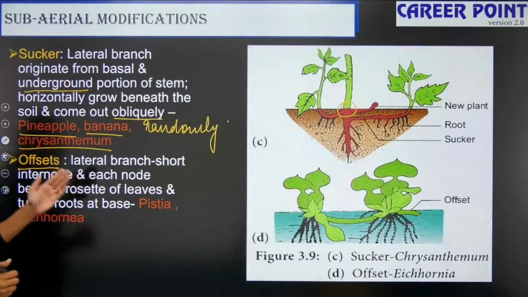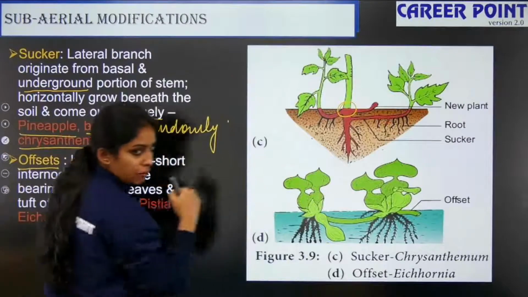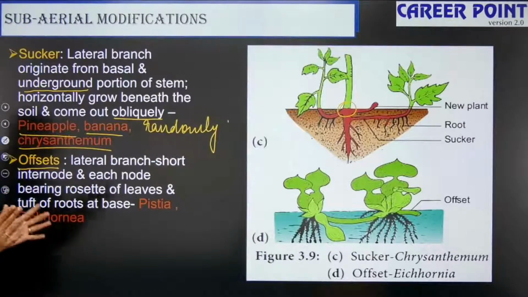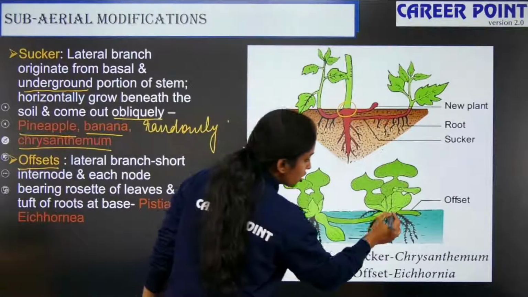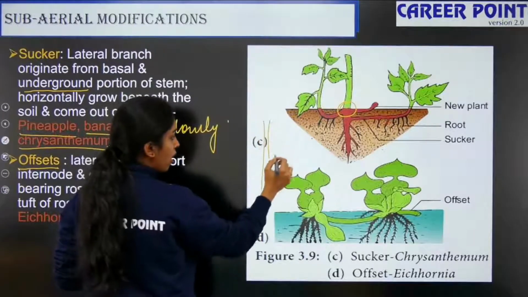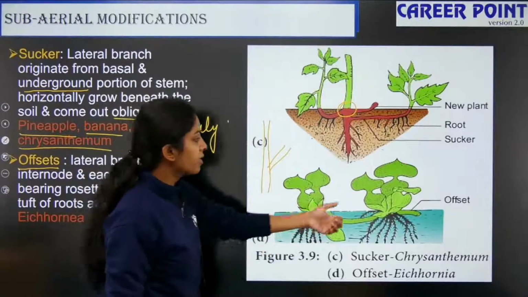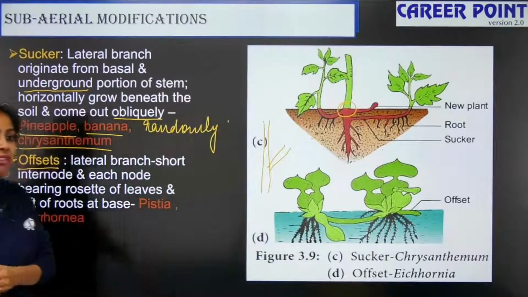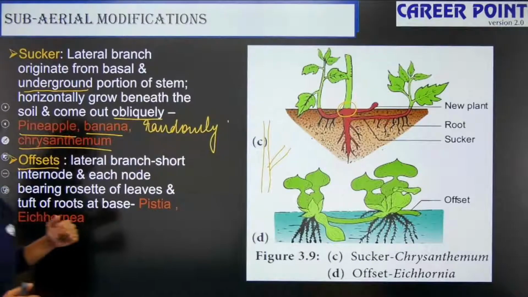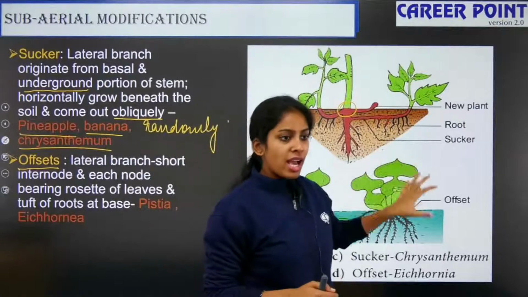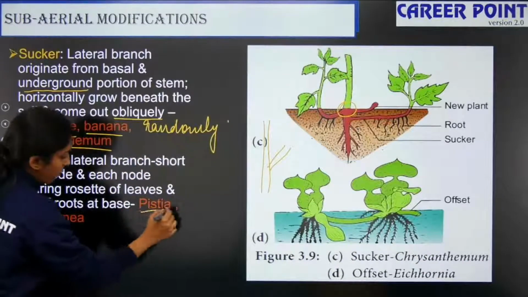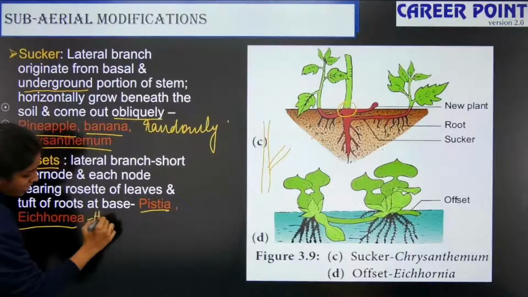So they are also lateral branches. Lateral means side branches. They have short internodes and each node bears a rosette of leaves. So can you see, this is a short node. You do not have a long node. Ideally a stem should be long, and the node should be like this. But here they have a short node and they have a rosette of leaves. Rosette is a bunch of leaves and a tuft of roots. So they have a bunch of leaves on top and a tuft of roots below. The examples are Eichhornia and Pistia. Eichhornia is your water hyacinth.